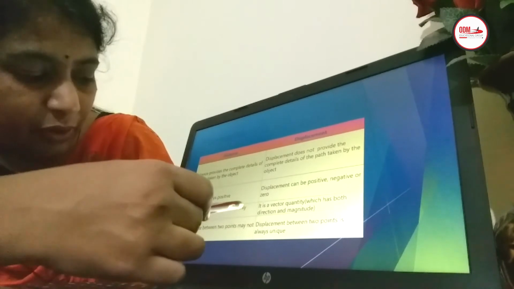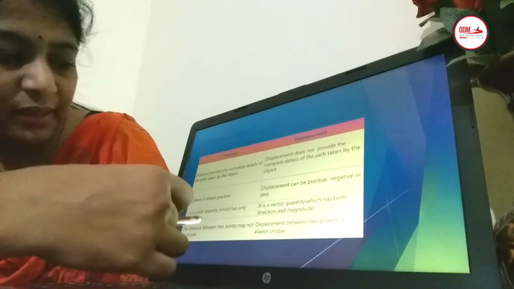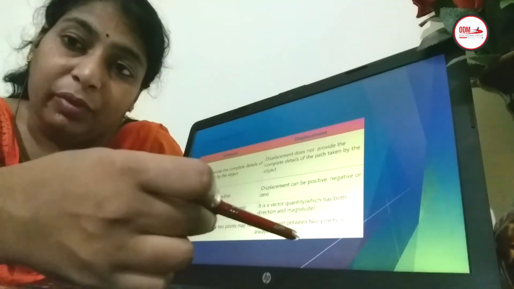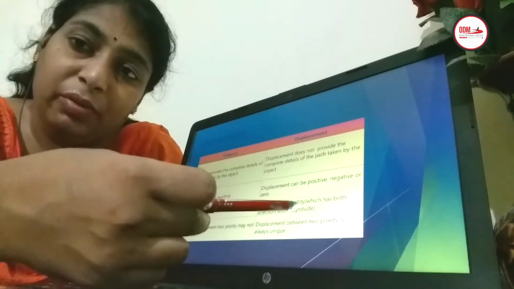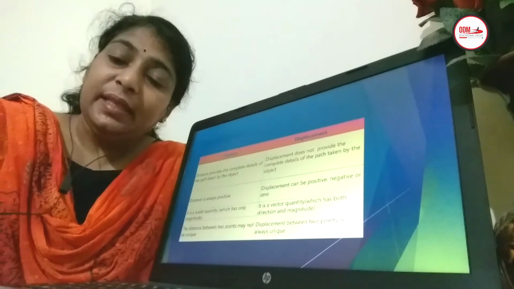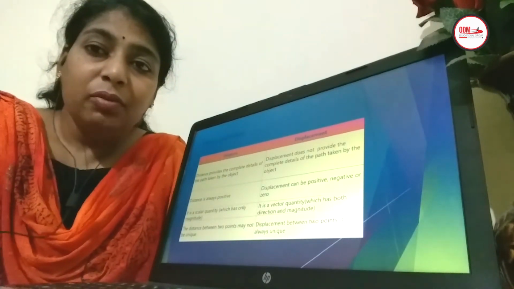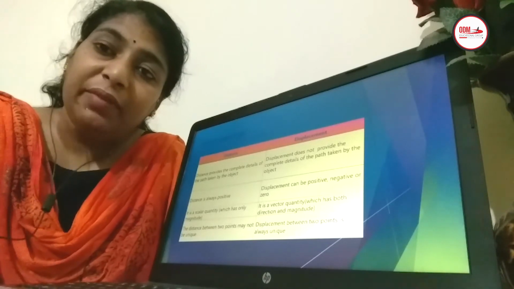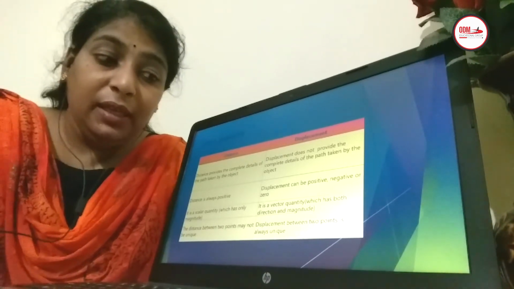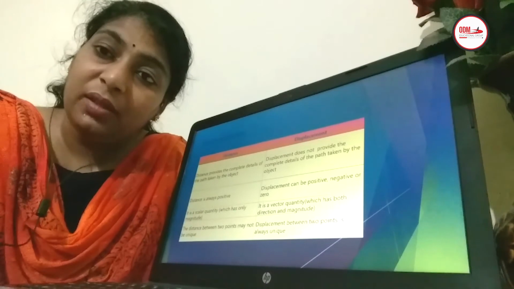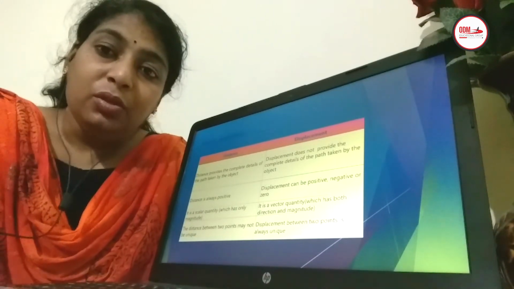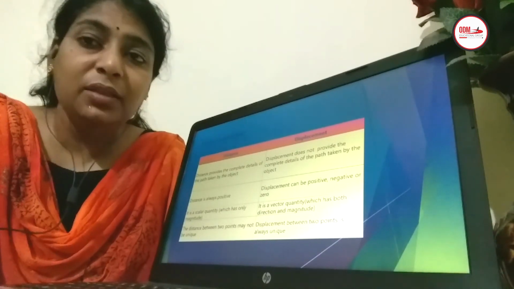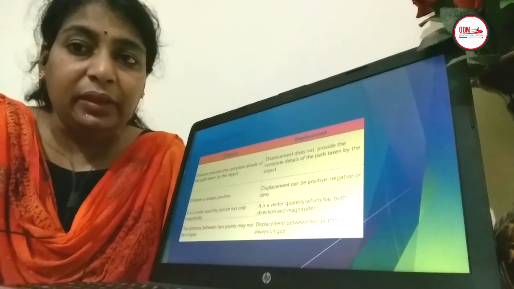Third point, distance is a scalar quantity, whereas displacement is a vector quantity. Now what do you mean by scalar quantity? What do you mean by vector quantity? Distance can be mentioned in a quantity only, that is known as a scalar quantity. It has only magnitude. But in case of displacement, we have to mention the direction, as I just told you. Physical quantities which have a magnitude as well as direction are known as vector quantities.